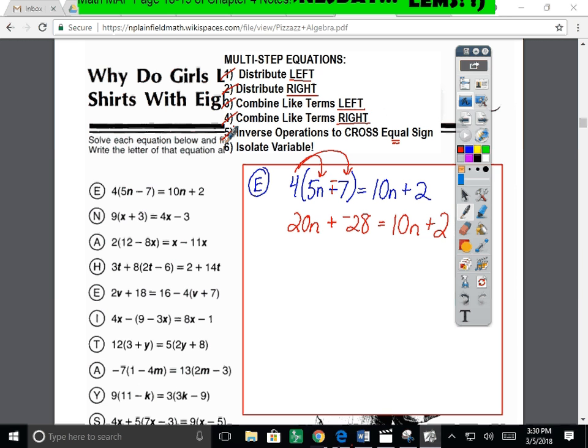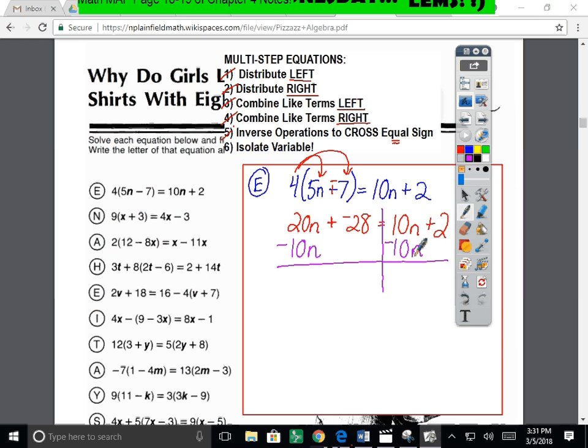I need to gather my terms. So in this case, I'm going to gather my variables to the left. I need to get rid of this 10n on the right. And to do that, I have to use opposites or inverse operations. Instead of having a positive 10n, I'm going to combine it with a negative 10n. I'm going to do the opposite. Adding 10n is the opposite of subtracting 10n, so I use subtraction.